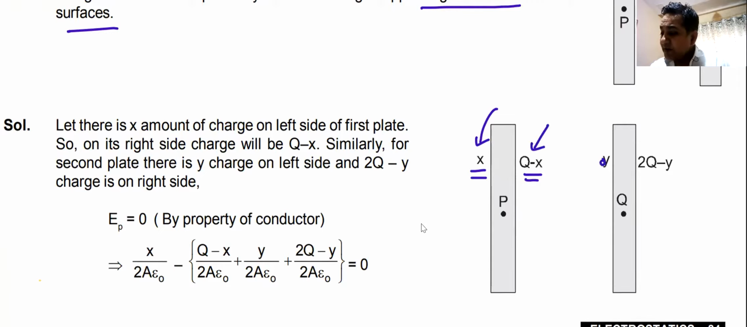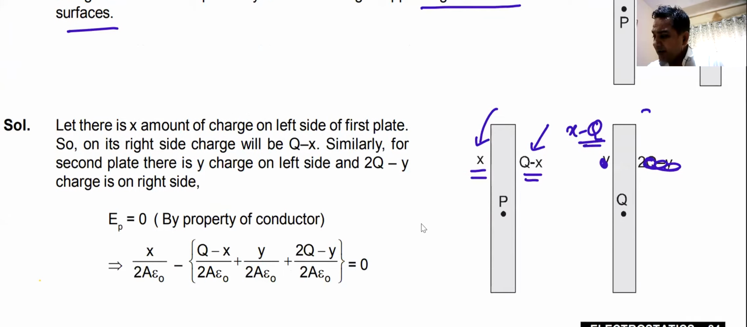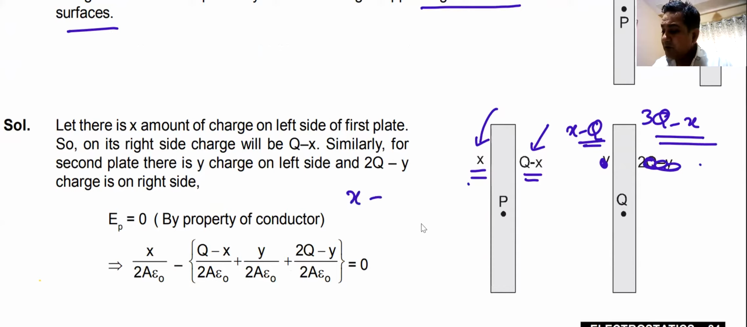If this is q minus x, this will be the opposite of q minus x, so it will become x minus q, because the net charge has to be zero, because the net flux has to be zero. You can find out the value of the total charge, 2q. So this will become 3q minus x, so that if you add them, it becomes total as 2q. Now remember, this charge and this charge have to be the same, so x must be equal to 3q minus x. From here you can get the value of x as 3q by 2.